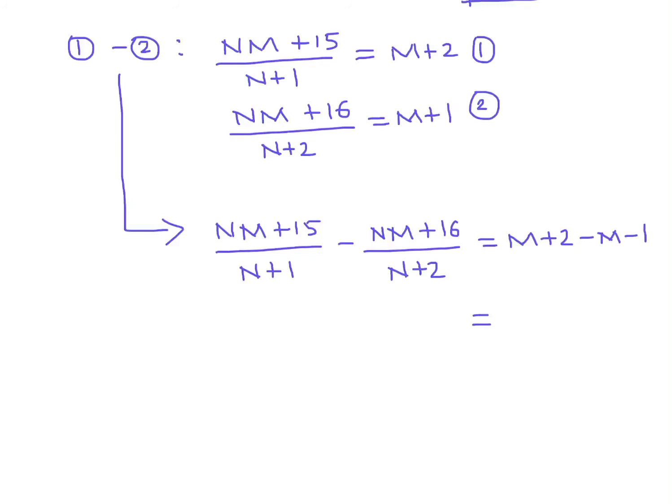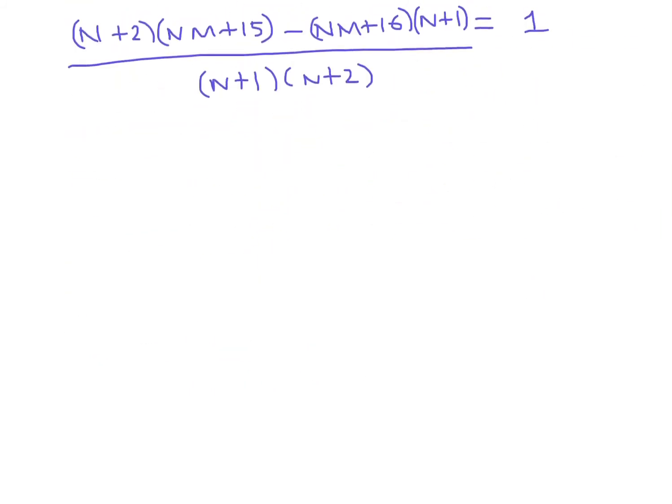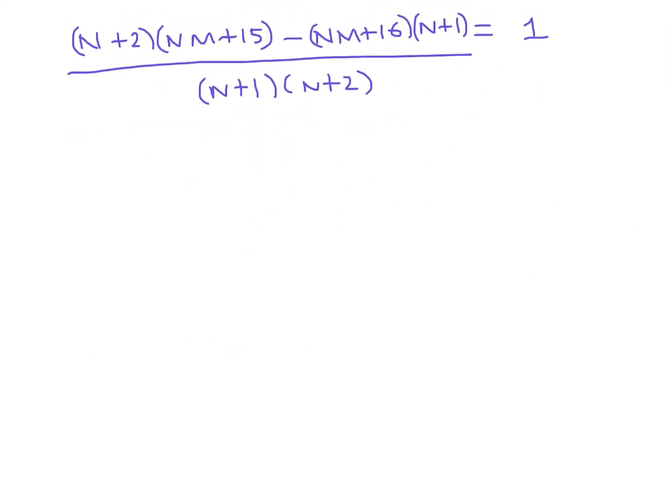All right? So a lot of algebra here. So let's just do the right side. That seems to be the simpler one. That just becomes 1. And on the left side, we have to get a common denominator. So multiply top and bottom here by n plus 2 and n plus 15. And this other side, we have to multiply top and bottom by n plus 1, like that. And that will be all over n plus 1 times n plus 2. Okay, so far, hopefully you're with me.